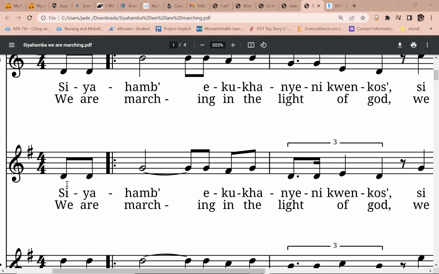We are marching in the... So again, step. Marching in the... And you always have a look at relativity, rather than trying to figure out every note, look for a pattern. I can see that light is the exact same note that we started with. So I'm just going to return to where I started rather than trying to figure it out. We are marching in the light of God. Because of is a step up and step back down. We are marching in the light of God.